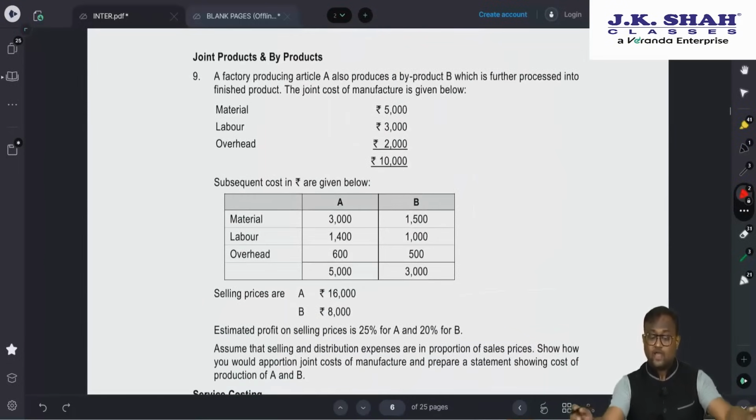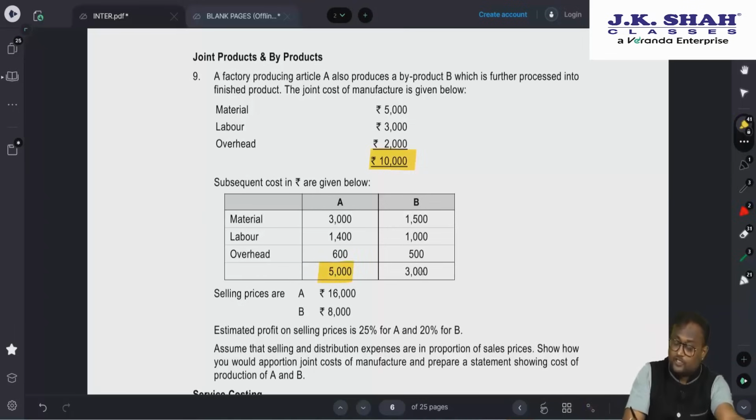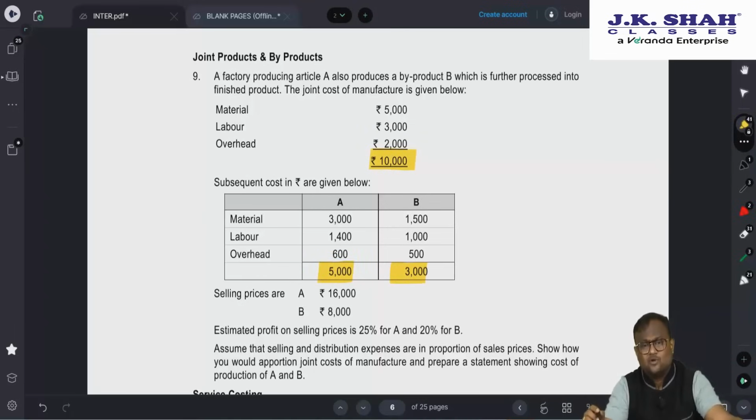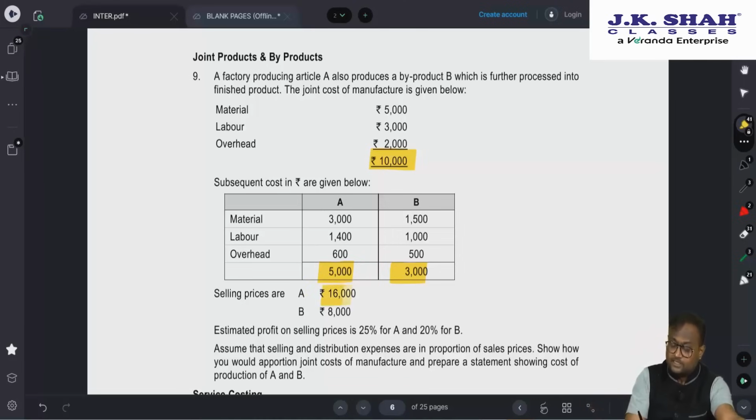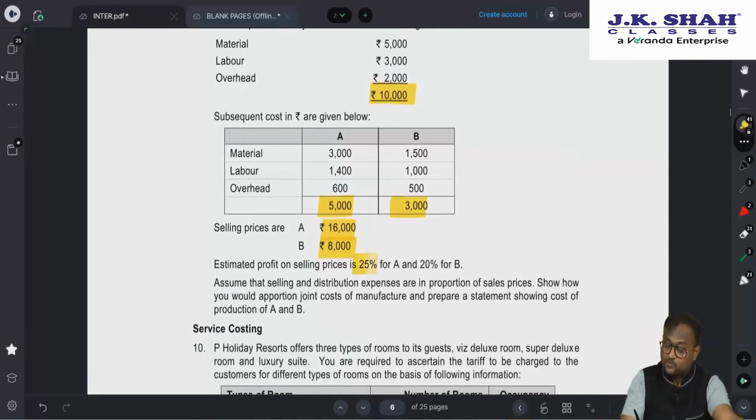Joint product, byproduct. A factory producing article A also produces a byproduct B which is further processed into finished product. The joint cost is given. I am concerned with 10,000. Subsequent cost, further processing cost is 5,000 and 3,000. I am not interested in breakup. Selling price is 16,000 and 8,000. Estimated profit is 25% and 20% on sales. Assume that selling and distribution expenses are in the proportion of sale price. Show how you would apportion joint cost and prepare a statement showing the cost.